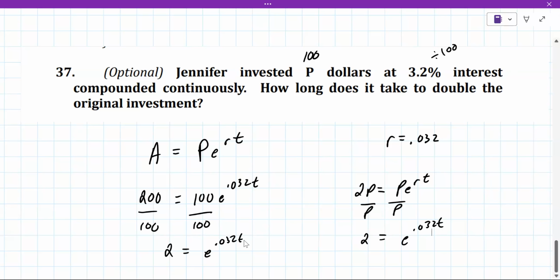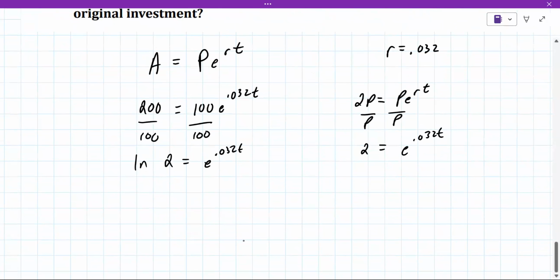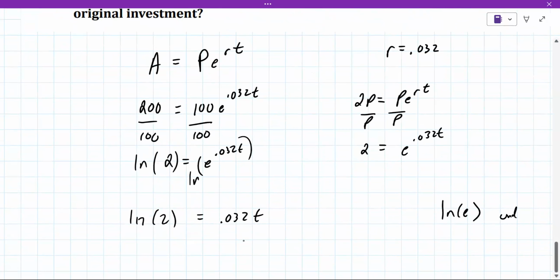That's natural log, right? So you take the natural log of both sides. Natural log of 2. On the right side, what some students do is they just write it like this with the exponent. The natural log of E, they undo each other, and this just becomes X because the X comes out in front. The natural log of E is 1. It just becomes X. That's why it's just the exponent here, 0.032.